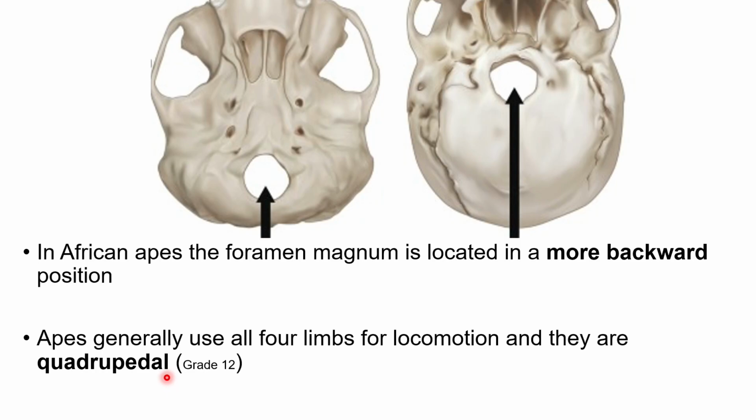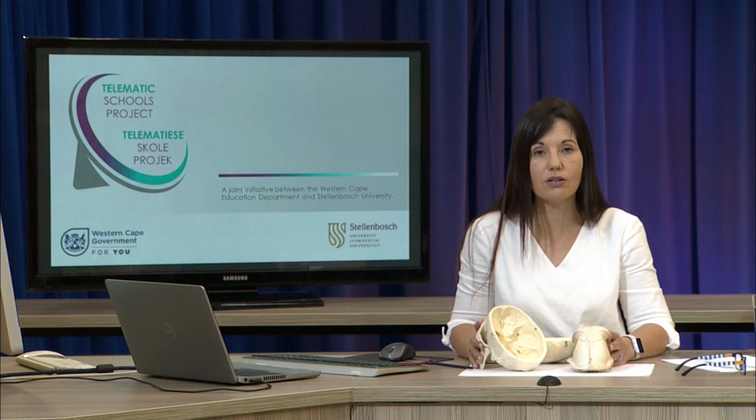So humans are bipedal, and apes that walk on 4 limbs are quadrupedal. The picture here, once again, shows the human skull. We can see that it is in a more forward position, where the African ape is in a more backward position. Now, if I go back to my models, we want to see if that is actually true.